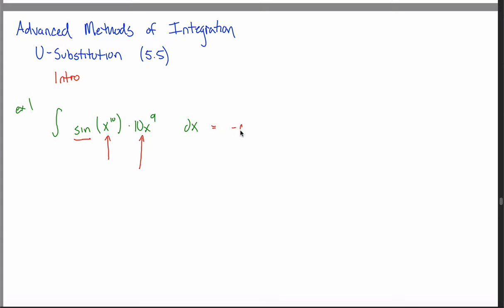Let's see, maybe this is the negative cosine of x to the 10th power, and then plus a constant if you want. If you can come up with that on your own, that's really impressive. If you can't, just make sure that you can see this and justify this, right?